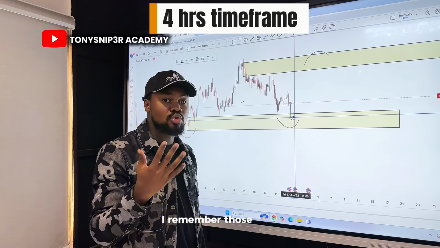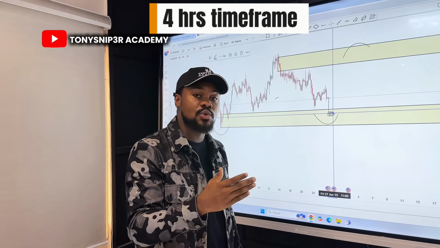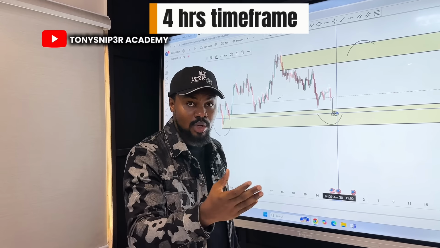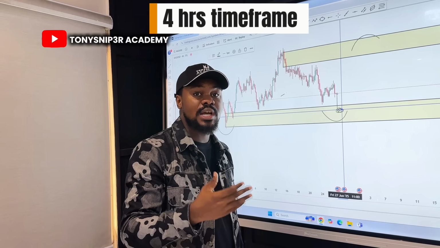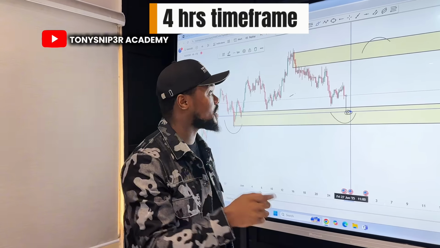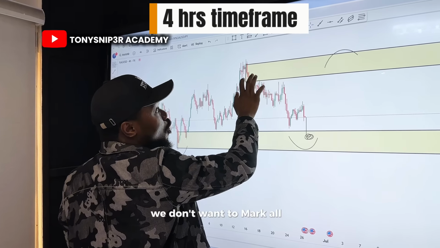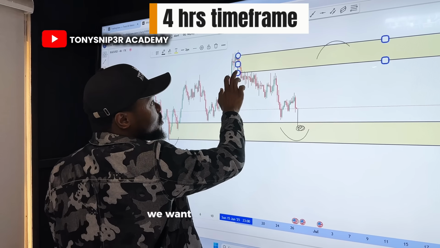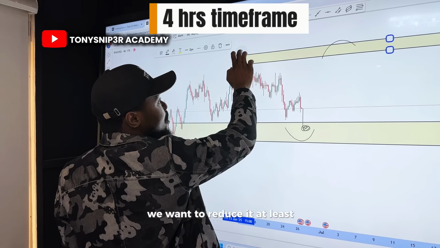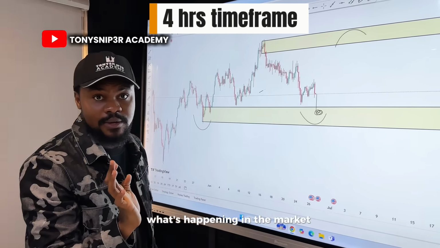Now, remember, not all key levels are supply and demand. Some key levels are just there for the market to come to, then it reacts. Some key levels can also act as magnet levels to pull the market towards it. Okay, please take note. Then now for your sell, you don't want to mark all this candle here. Do you understand? You want to reduce it at least to where things are actually what's happening in the market.